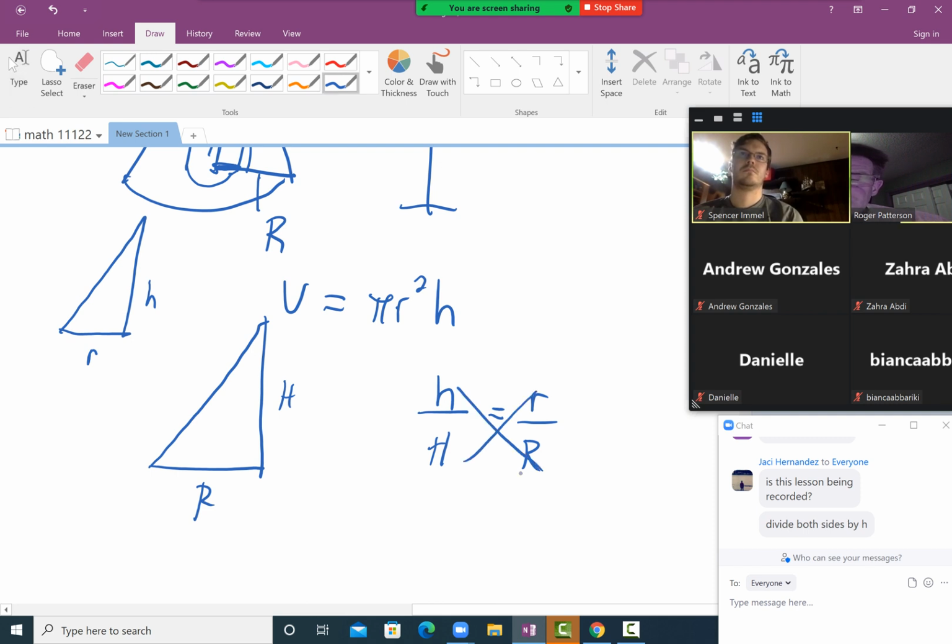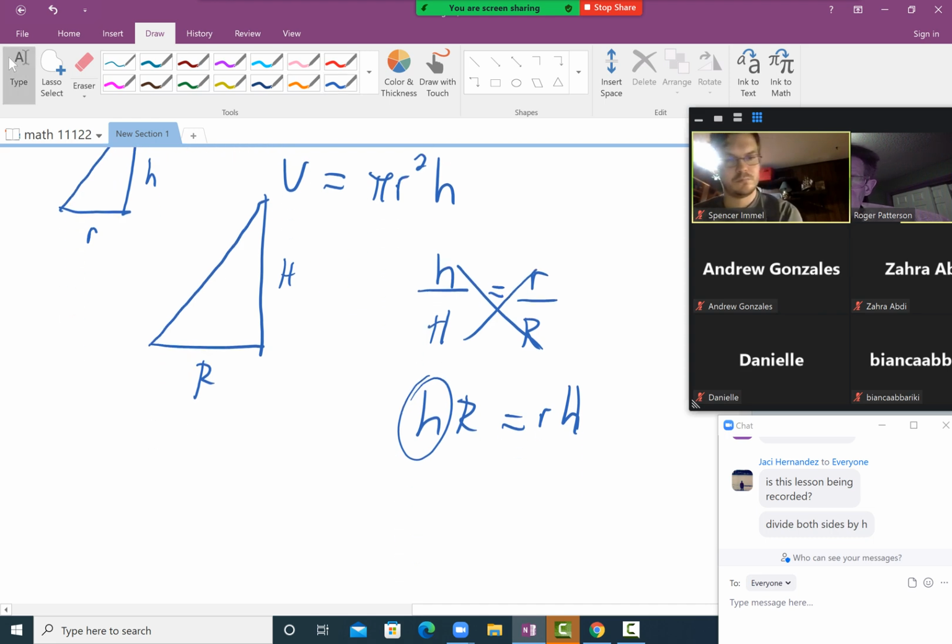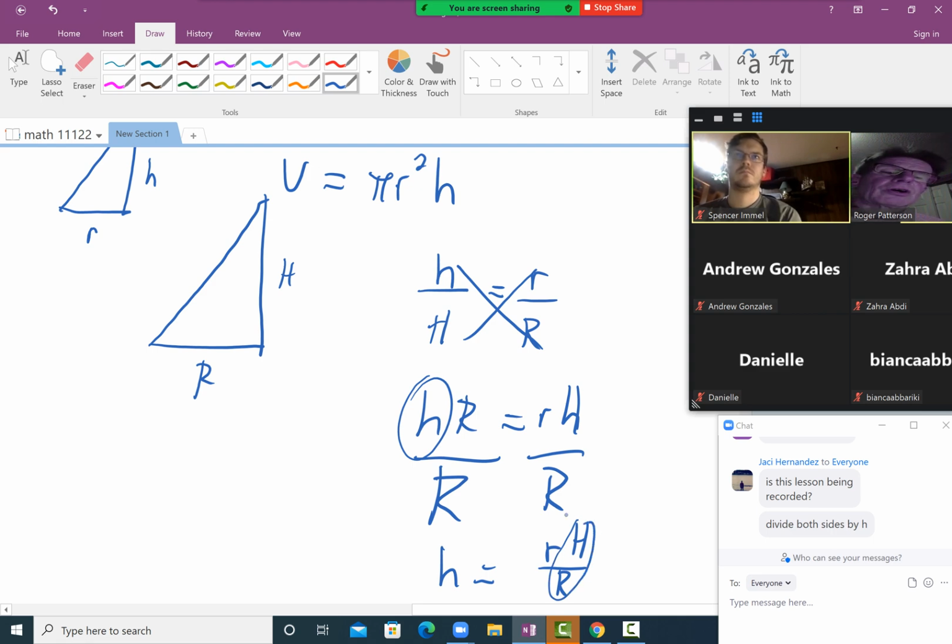I'm going to do a little cross multiplying here. And remember, what we want to do is try to get this by itself. So now we're going to divide by big R. So h is equal to little r, big H, over big R. So this is actually some number. All right? It's just that it says it's fixed and it's not telling us what the number is.